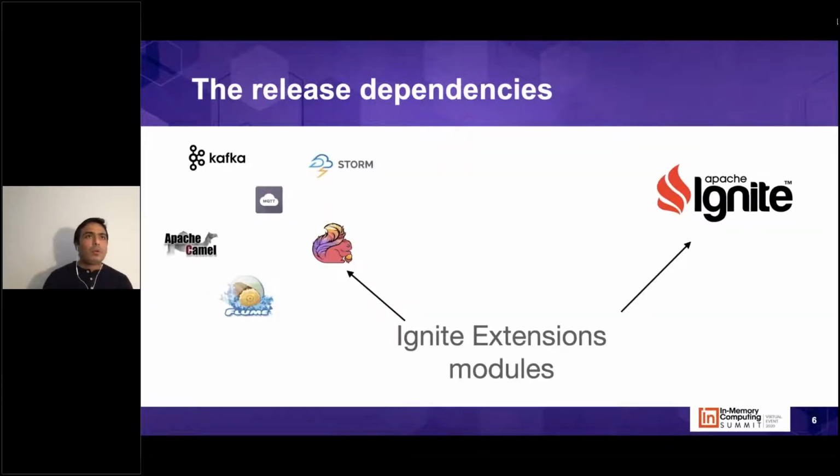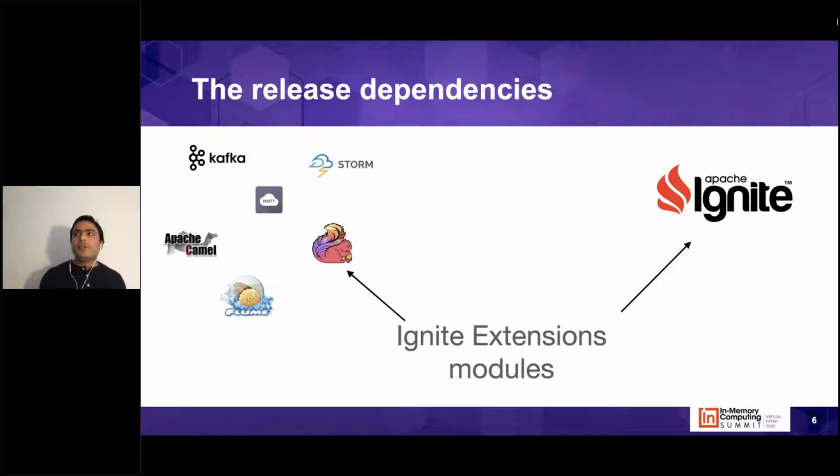So why did we consider having Apache Ignite extensions as a separate project? The main core motivation was to simplify our release dependencies. While we have been working on Apache Ignite releases, what we saw is that each of these Ignite extension modules has dual dependencies. By dual dependency, what I mean is that the Ignite extension module has a dependency on, for example, Flink or Kafka or Apache Camel or Flume on one hand. On the other hand, it also depends on Apache Ignite core, right?